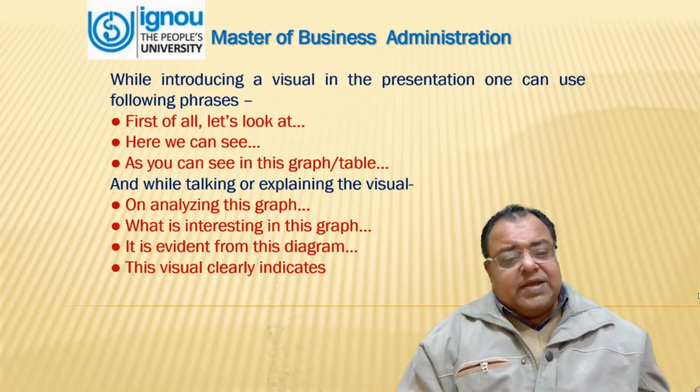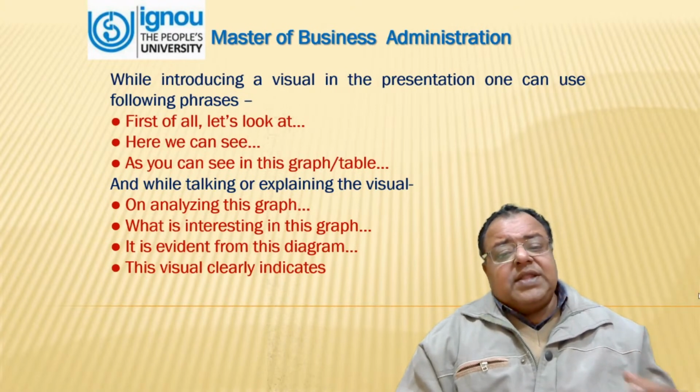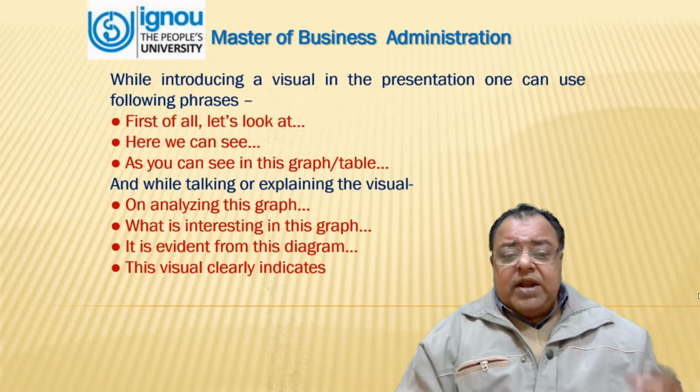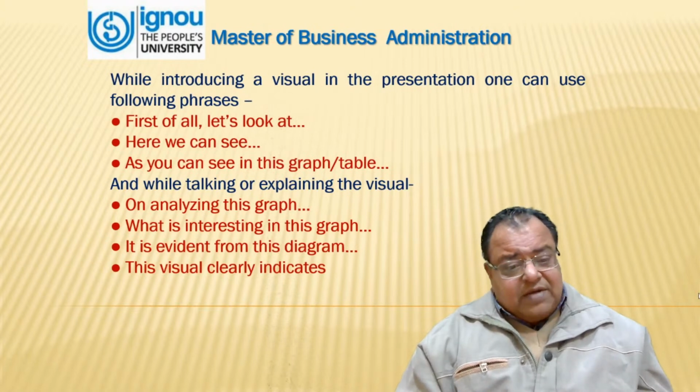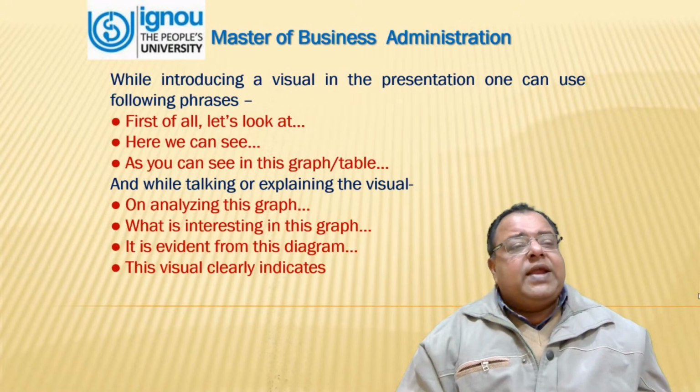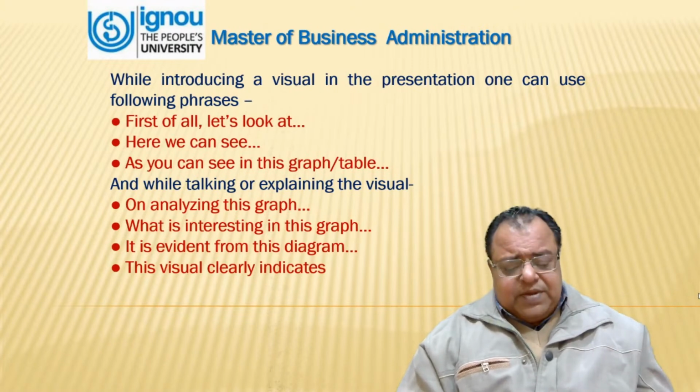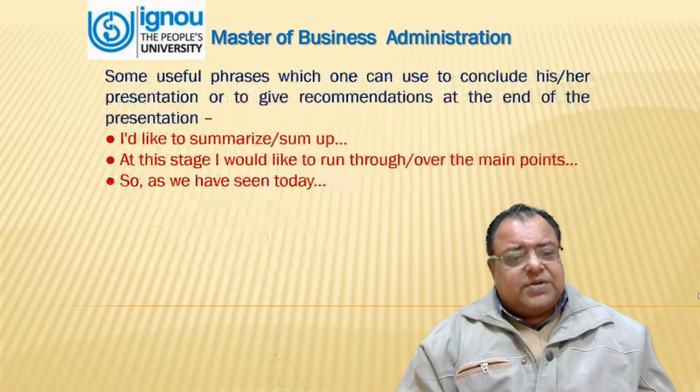Here we can see, as you can see in the graphs or tables. And while talking about, explaining the visuals or analyzing this graph: what is interesting in this graph? It is evident from this diagram. This visual clearly indicates. These are the words which have to be used.